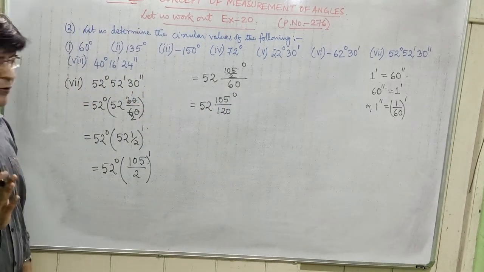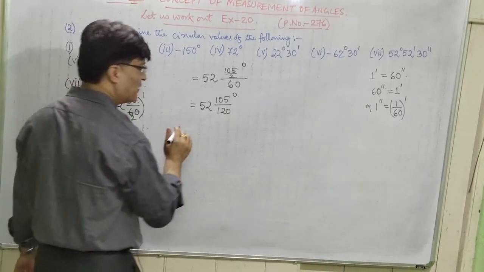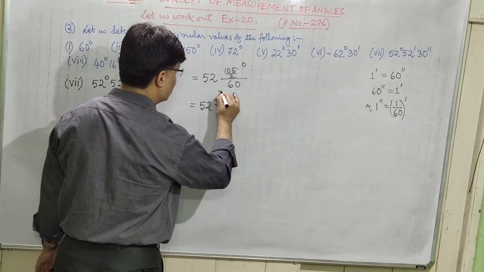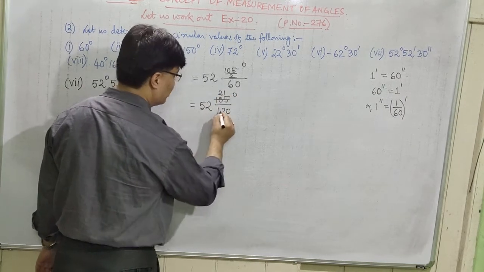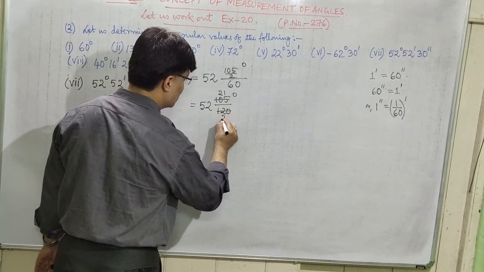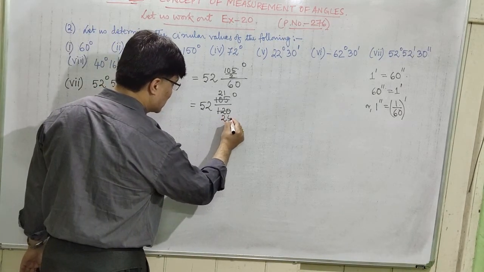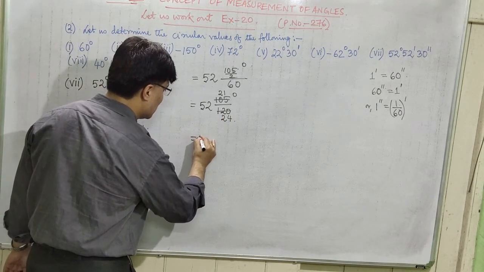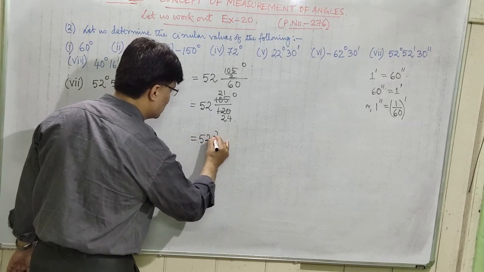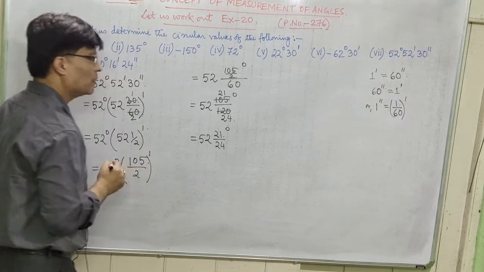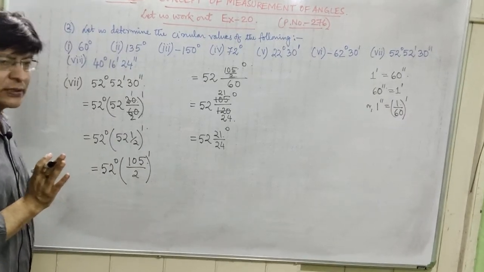So I think you have understood it. Let us simplify it further. It can be cancelled by 5. So 5 2s are 10, 5 1s are 5. 5 2s are 10, 20, 5 4s are 20. Is that clear? So now this is 52, 21 by 24 degree. I think you have understood it.